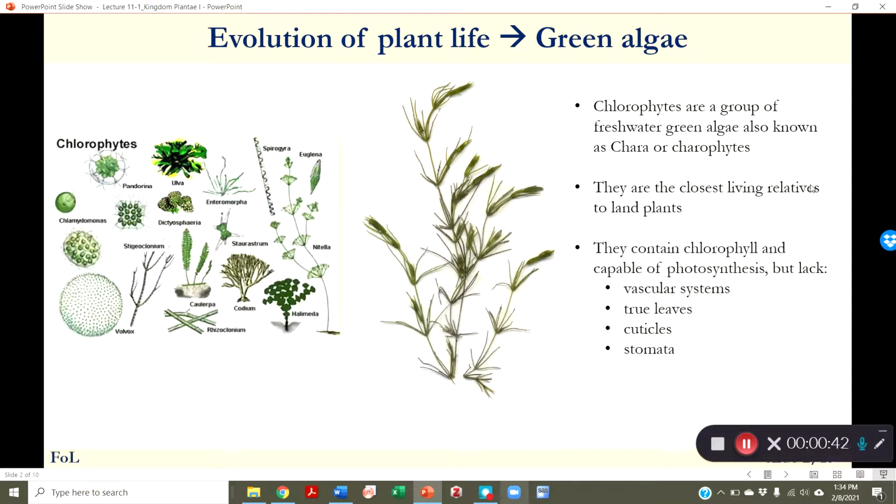So to start, green algae are really the group of organisms that gave rise to plants. They're not plants themselves, but they're a group of freshwater algae that are the closest living relatives of modern land plants. You'll sometimes hear these called chara or charophytes. They contain chlorophyll and they're capable of photosynthesis. We talked in last week's lecture about how some bacterial cells are able to do that, and you can see some of them in these images here.